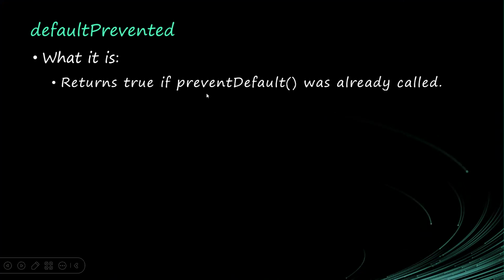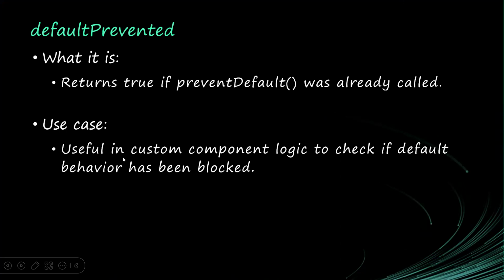When you say defaultPrevented, there is a property of the event that, whenever you call event.preventDefault, will be true. It returns true if preventDefault was already called. Look at it: if I haven't called preventDefault yet, defaultPrevented would be false. So it is useful in custom component logic to check if default behavior has been blocked.